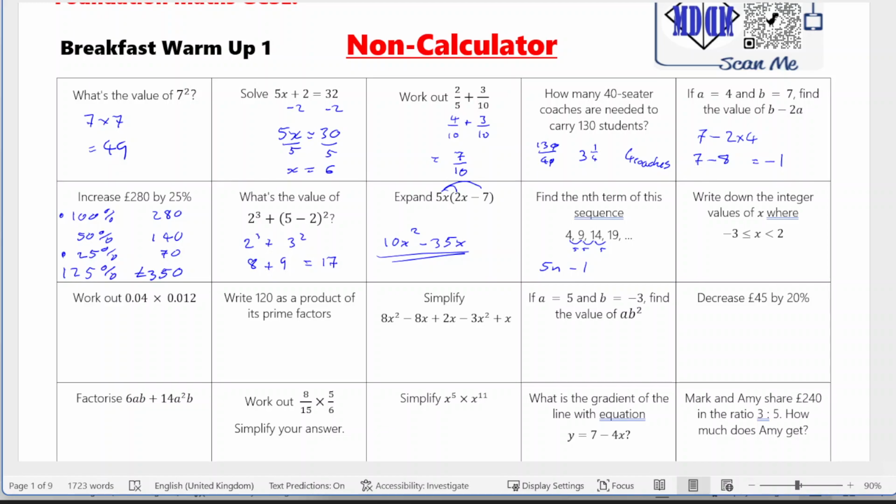And then write down the integer values of x, where minus 3 is less than or equal to x, which is less than 2. So my smallest possible value is going to be minus 3, minus 2, minus 1, 0 and 1, and it can't be equal to 2 because it's got to be less than 2. So there would be my range of values.